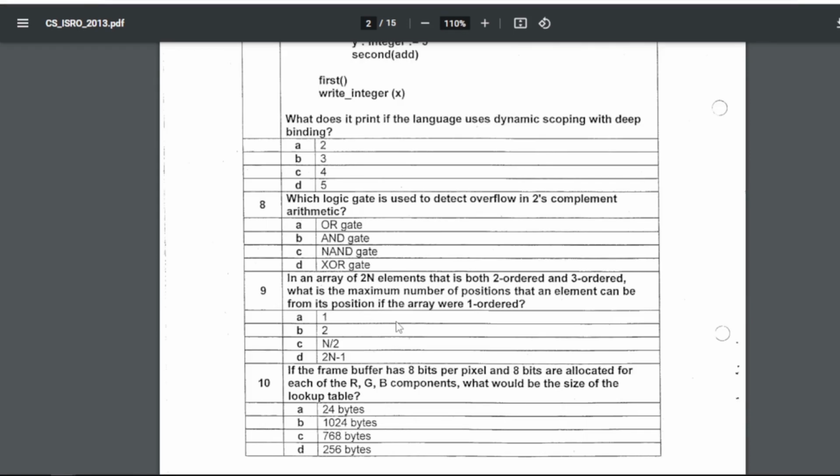Which logic gate is used to detect overflow in 2's complement arithmetic? Remember that to detect overflow in 2's complement arithmetic we use the XOR gate, right?